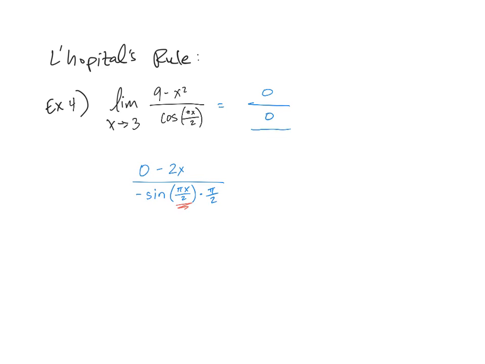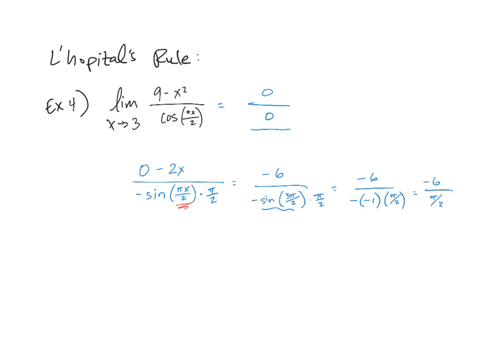Alrighty, so now let's see if we can plug our 3 in there. If I plug a 3 in the top, I get negative 2 times 3, so negative 6. And if I plugged a 3 in the bottom, I would get negative sine of 3 pi over 2 times pi over 2. And what is sine of 3 pi over 2? That's a negative 1. So I'm going to have a negative 1 times pi over 2. So I end up with a negative 6 over a positive pi over 2.